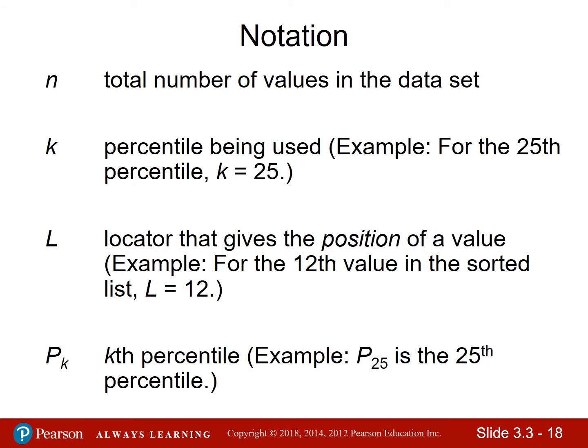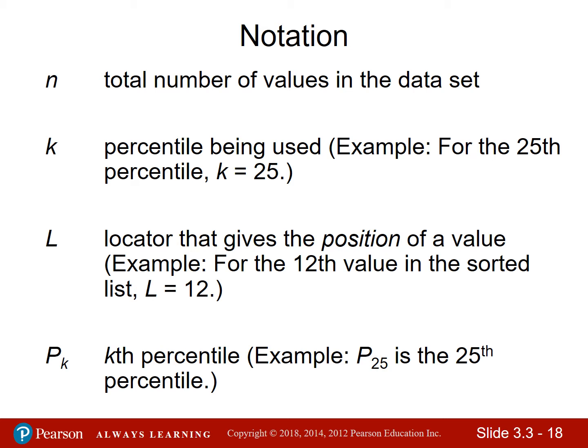Now there is some notation we need to remember. n is the total number of values in the data set. k represents the percentile being used; for the 25th percentile, k equals 25. L is a locator. It gives the position of the value. For the 12th value in the sorted list, L equals 12. For the 21st value, L is 21, and so on.